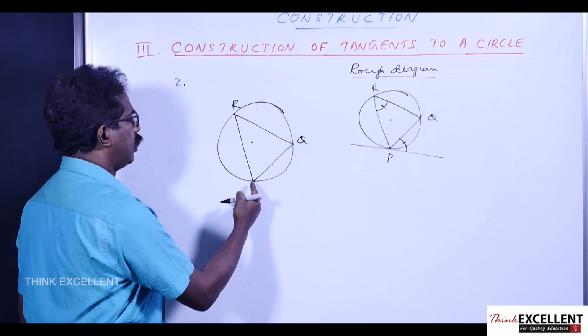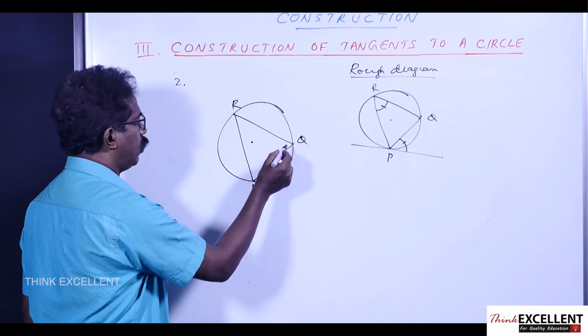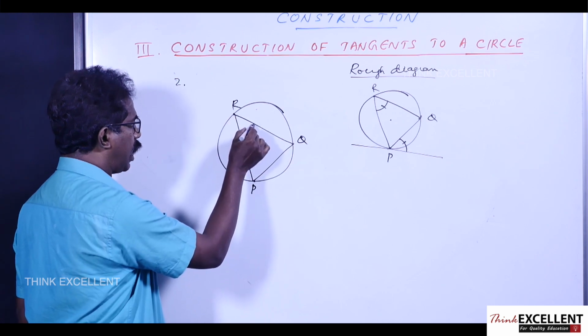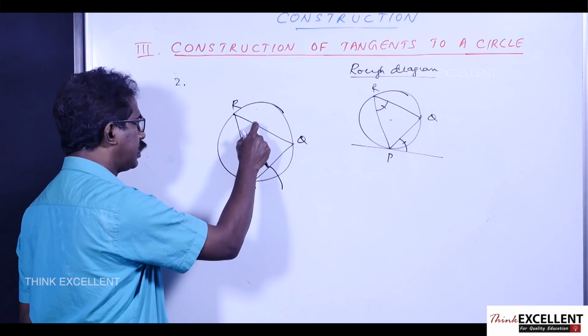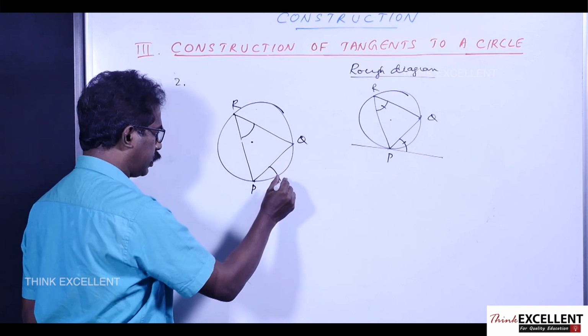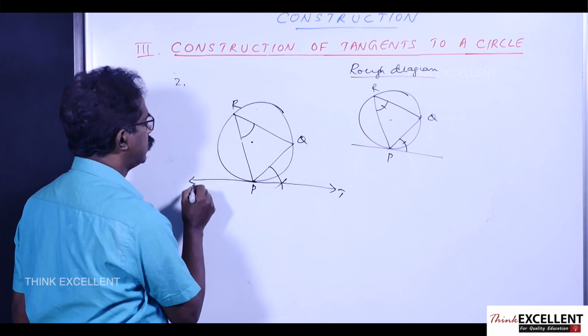Now here at P you are making the same angle, right? So what do you do? Keep the pointer here, draw an arc. Same measurement, keep the pointer here, draw an arc. Now measure this length and keep the pointer and cut it. Now join these two. So that construction step you can write.